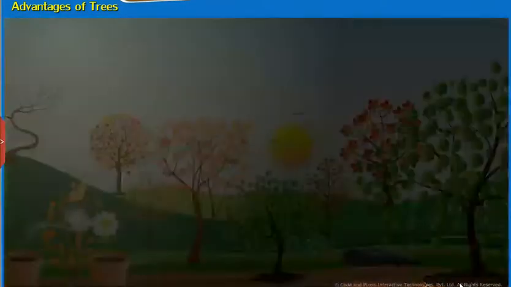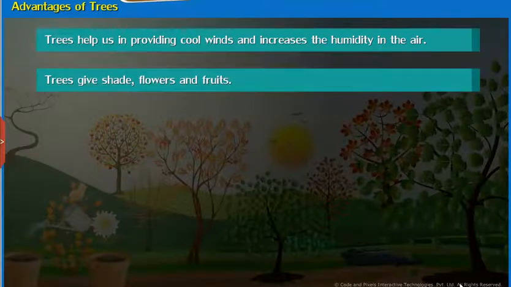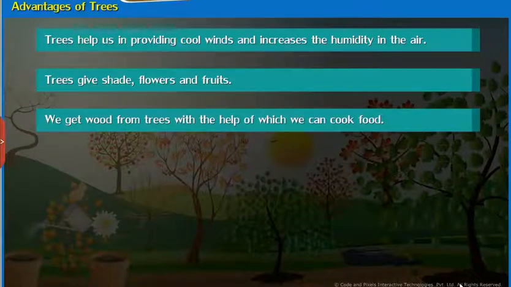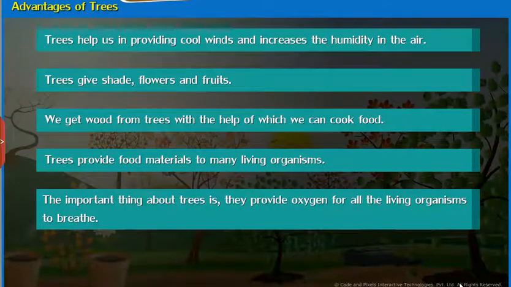Let us know the advantages of trees. Trees help us in providing cool winds and increase the humidity in the air. Trees give shade, flowers and fruits. We get wood from trees with the help of which we can cook food. Trees provide food materials to many living organisms. The important thing about trees is they provide oxygen for all the living organisms to breathe.